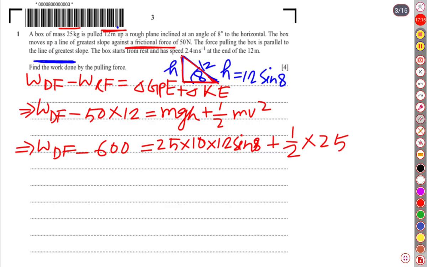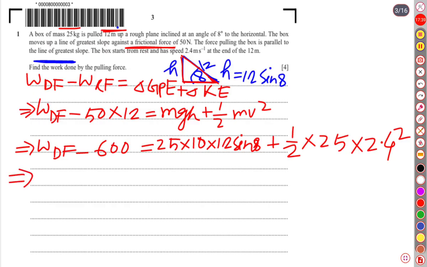So 2.4 squared. This is actually the difference between the initial and final velocity. The initial velocity was 0 because it started from rest. That's why the final velocity minus the initial velocity is 2.4.